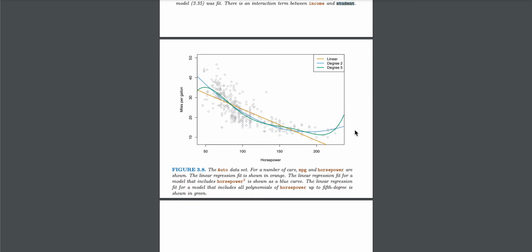The next topic is about adding non-linearities. This is the auto data set, mileage per gallon versus horsepower. This is a line. Then the blue one is a polynomial of degree 2 and then a polynomial of degree 5.